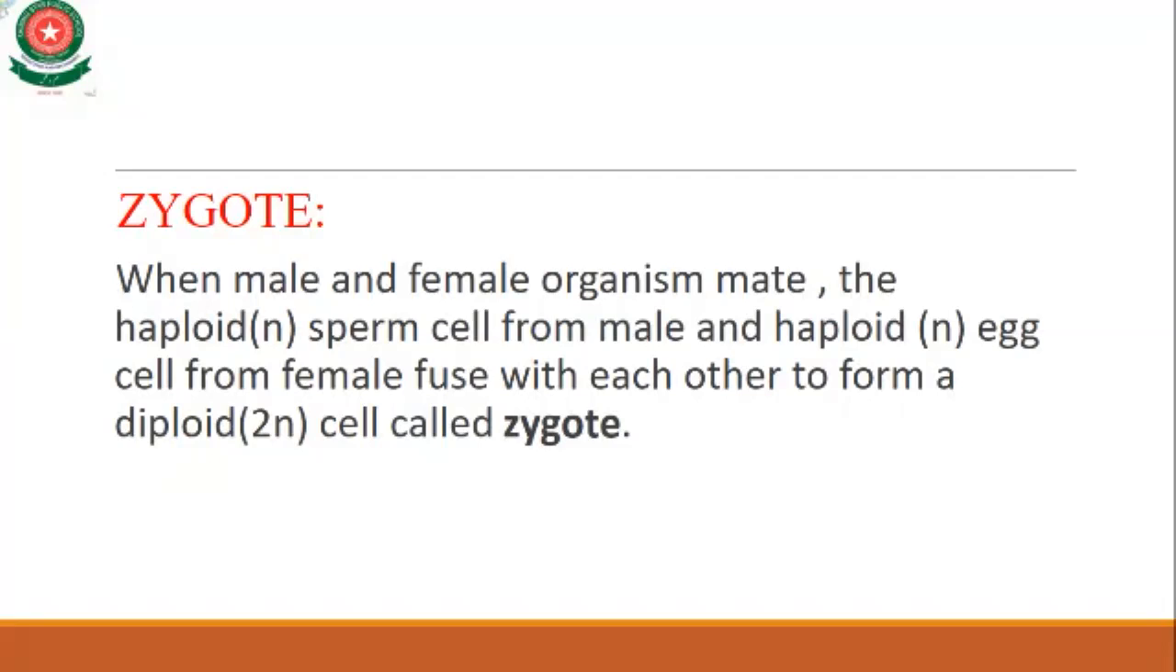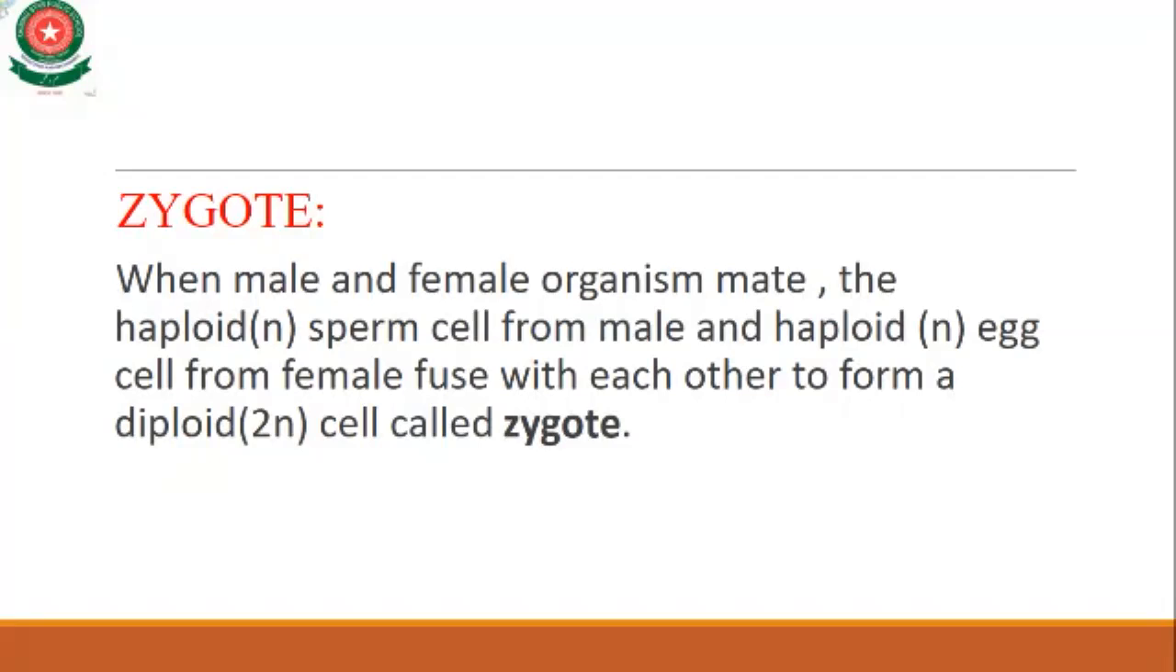One pair is from the male sperm cell, and the other is from the egg cell or female fuse. The zygote, after passing through various changes, develops into a full organism with specific characteristics from both parents.